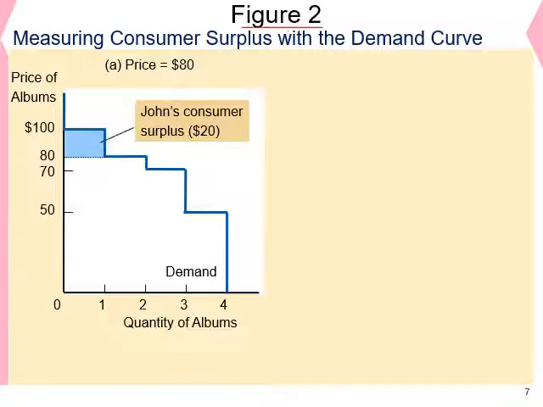Figure 2 deals with how you measure consumer surplus with the demand curve. Panel A shows the price is at $80. Then the only buyer will be John. So John's consumer surplus is going to be $20. You take the willingness to pay by John, $100, minus the price actually paid, 80, and this will give you $20 as his surplus.